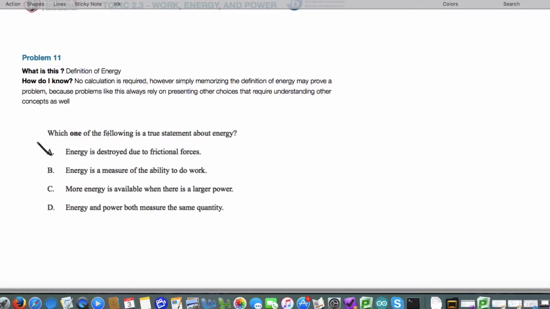Well, it's not destroyed due to frictional forces. It just gets transformed into a form that we can't access. Energy is a measure of the ability to do work. Yes, this is true. More energy is available when there is larger power. Well, more energy is available per unit time.